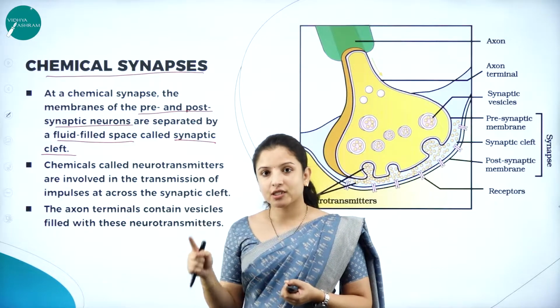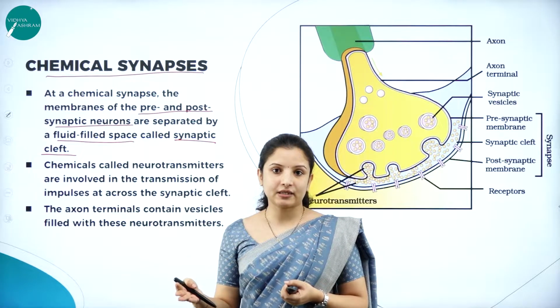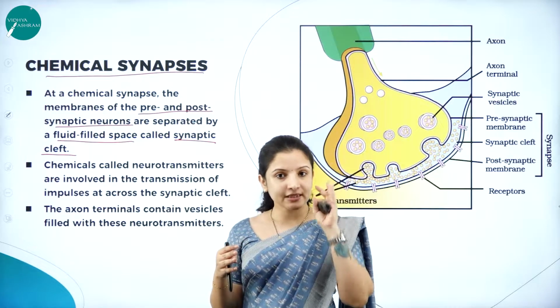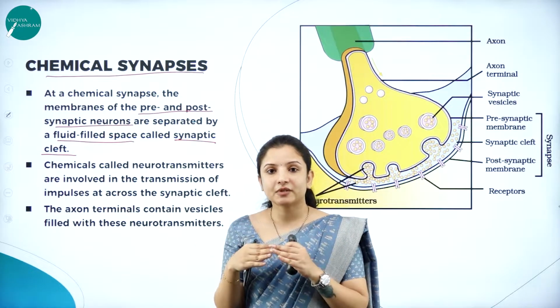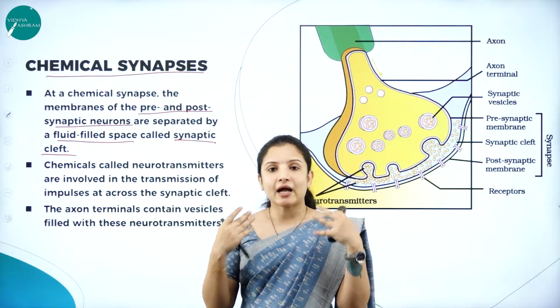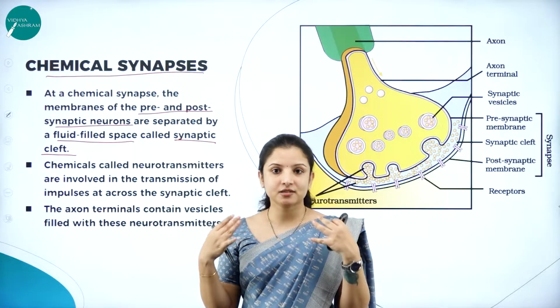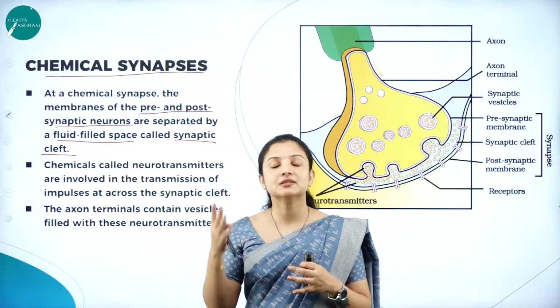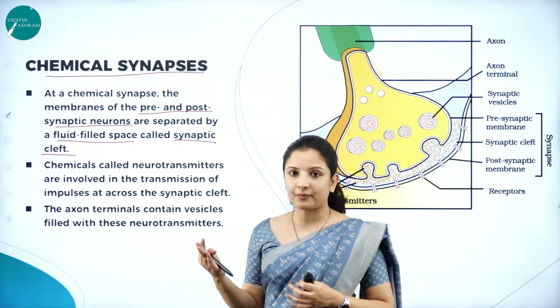In an electrical synapse, there is no synaptic cleft. Because there is no synaptic cleft, what will happen? The presynaptic membrane and the postsynaptic membrane are very close to each other. Therefore, there is a direct flow of electrical impulses, and therefore the transmission of electrical impulses is faster when compared to that of chemical impulses.